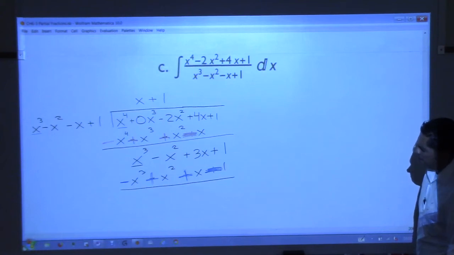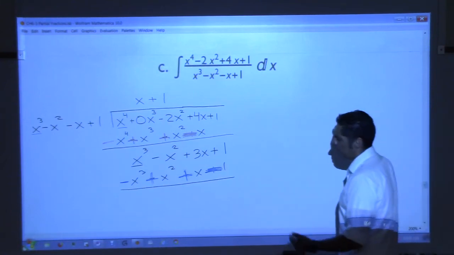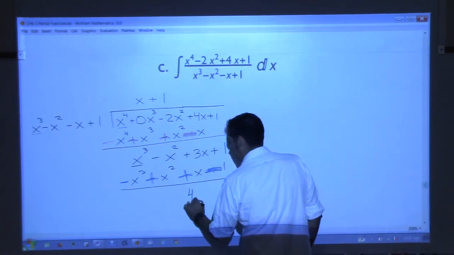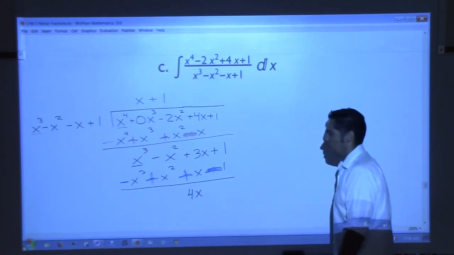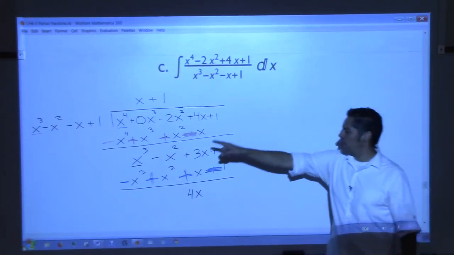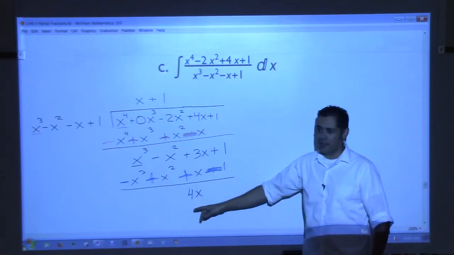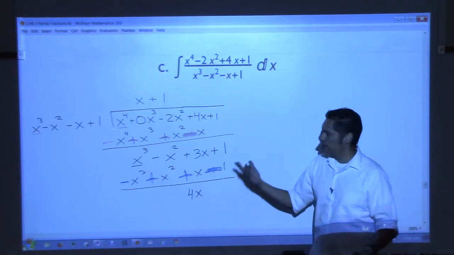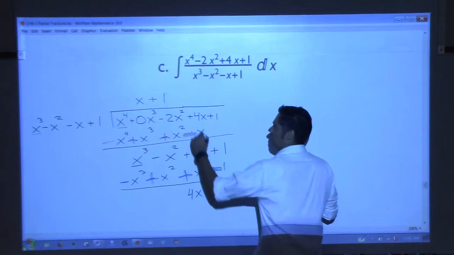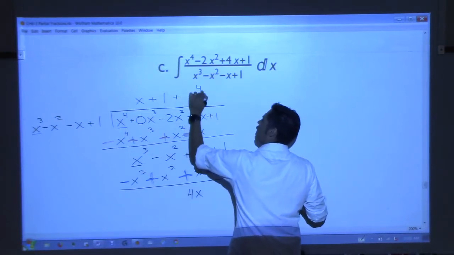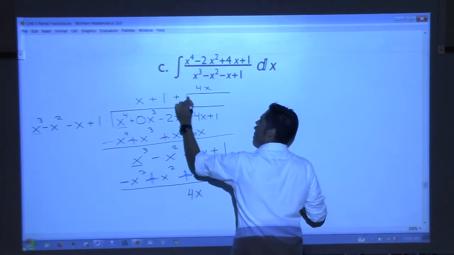What do you have here? Just 4x, and that's it, right? Everything else goes away. So x cubed goes into x, how many, you know what I'm saying. What do you multiply x cubed by to get 4x? You can't, right? So that's your remainder over your divisor.